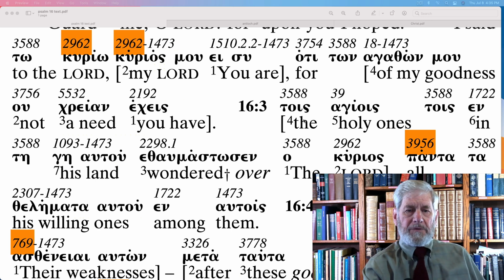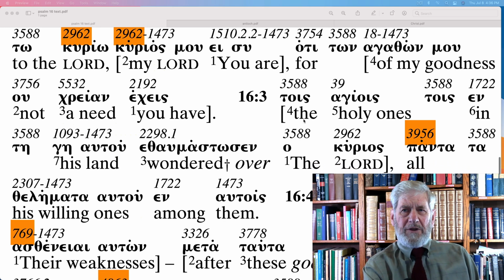The Lord is who he is, and David is acknowledging this is who my God is, Kyrios. And he says, you have not a need of my goodness. Interesting thing for him to say. God doesn't depend on my goodness. He wants to see it, though.